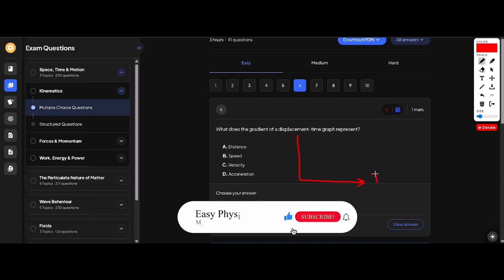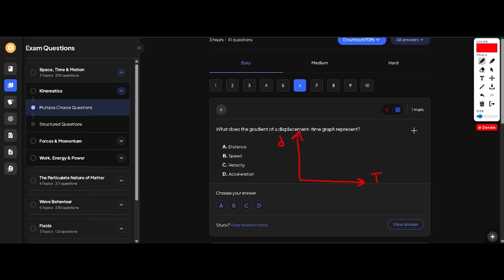We're always having the time on the x-axis, and we have the displacement on the y-axis, and we know that displacement divided by time will give us what? It will give us the velocity, which is the change in y divided by the change in x, the gradient. So it will give us the velocity right there. So the answer would be C.